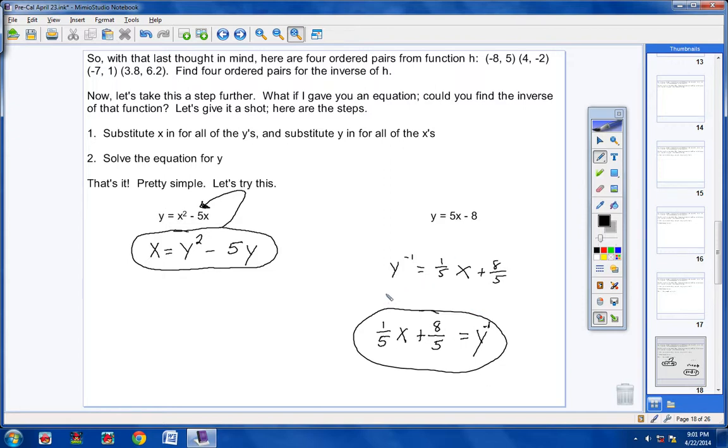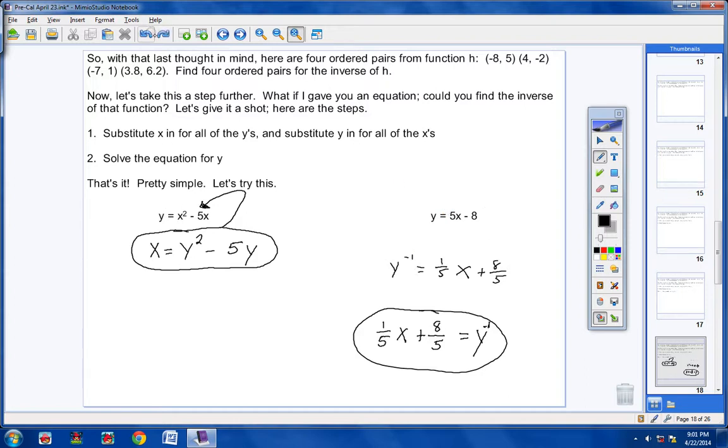Now I don't care if you leave it like this or this. I'm just trying to teach you proper symbolism. So in this case, you would not say y to the -1. You would say the inverse of y equals 1/5 x plus 8/5, or y inverse equals 1/5 x plus 8/5. And what you're saying is this equation here is the inverse of this equation up here.